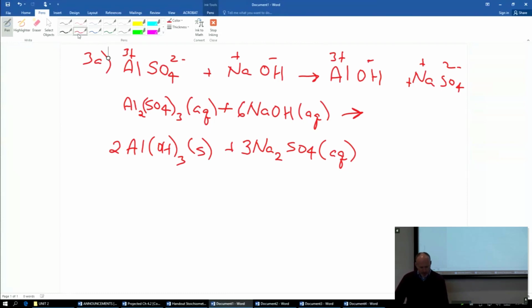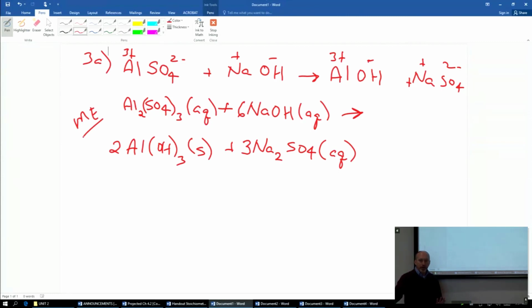So this is my overall molecular equation. 1, 6, 2, 3 are my coefficients. I've electrically balanced everything. I've done the overall balance. I've assigned phases. So this is the molecular equation. I'm going to call that just ME, the molecular equation. All right? So the first part of that's finished.